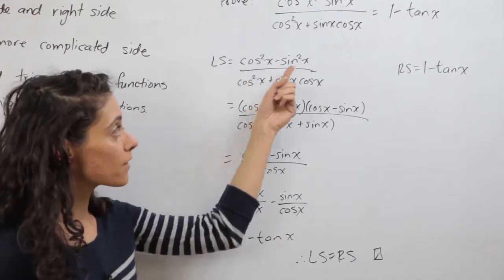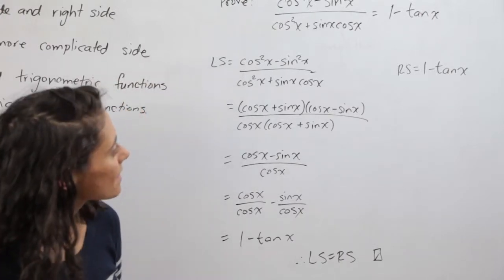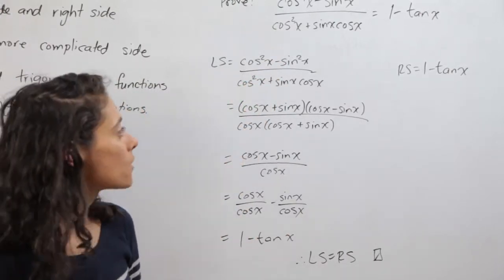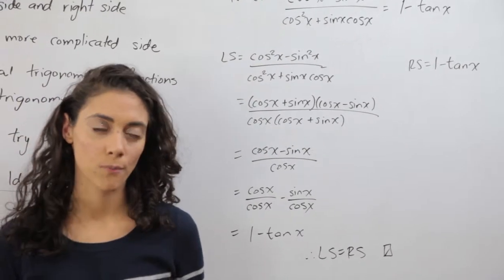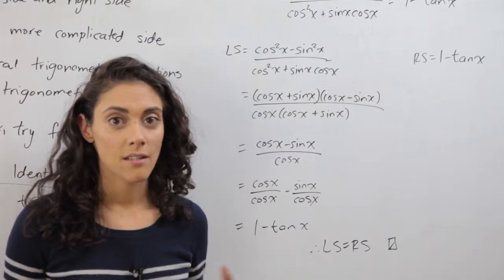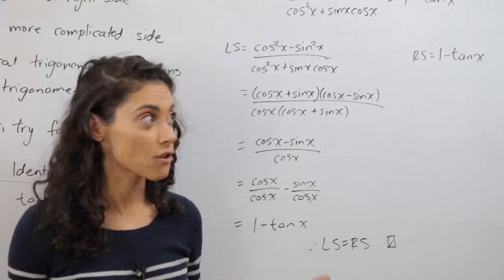I see cos squared and sine squared. That reminds me of my Pythagorean identity. I see that there's some stuff common to the numerator and the denominator. So this is a case where factoring will do it most quickly. There are other ways to do it. That's the other nice thing about identities. There's no right or wrong way, as long as you get left side equals right side in the end, that's all right.